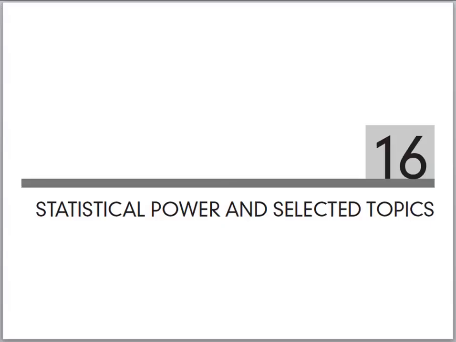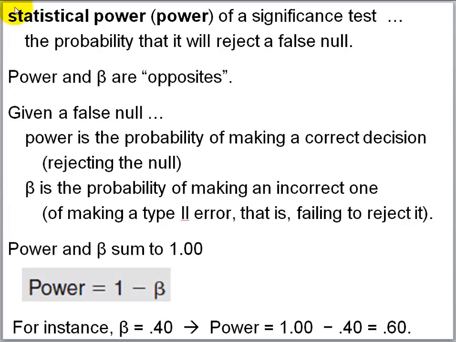Chapter 16 presents statistical power and concludes with some other selected topics. Statistical power, or more formally, the statistical power of a significance test is the probability that that test in a given situation will reject a false null.